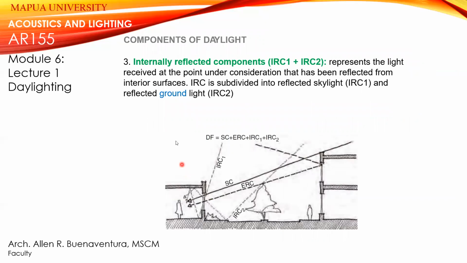Component of a daylight, this is the internally reflected component. As you can see, this is the daylight that is penetrating inside the room. So this is a part, also one part to compute the daylighting factor.